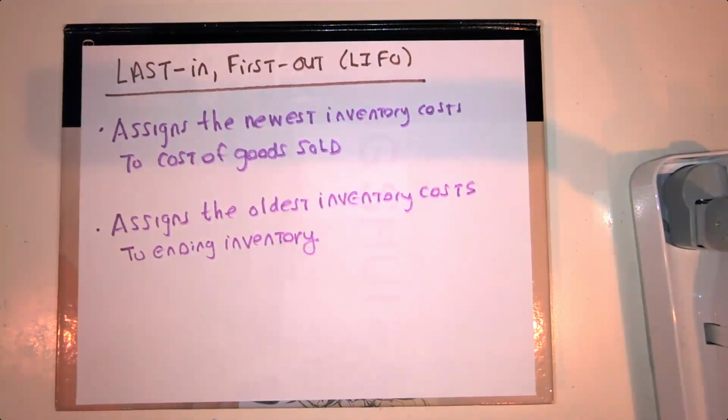And that is what they have asked for in requirement 5 of the problem. They want us to use the LIFO method and calculate the ending inventory balance.